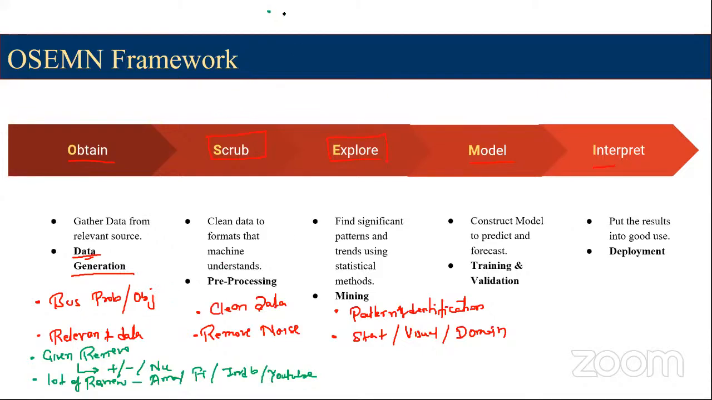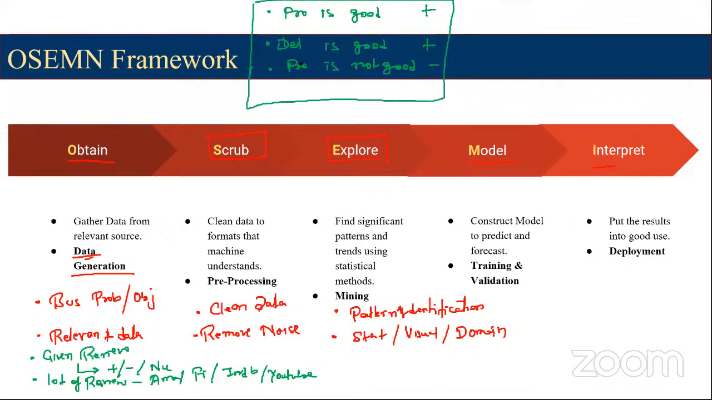But then a manual team will do the tagging. Say we have a review, product is good, so the manual team will tag this as positive sentiment. Say delivery is good, so the sentiment here is also positive. Now say product is not good, so the sentiment of this is going to be negative, right? So what do we need? We need to generate tagged data points like this.